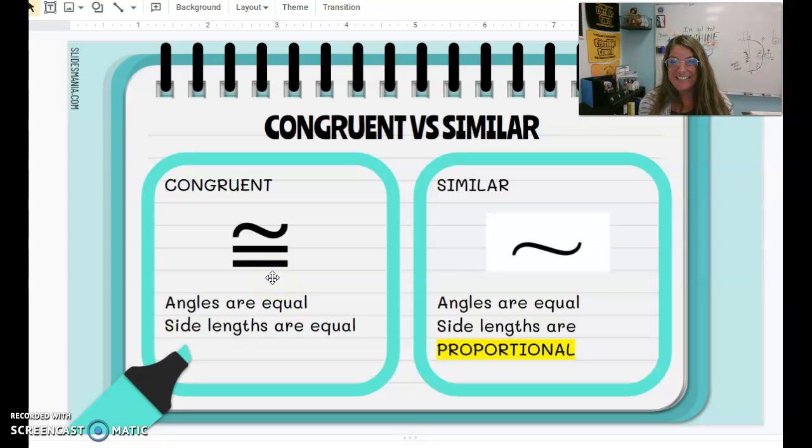That swoopy thing is actually called a tilde, kind of like in Spanish, okay? It's what's over the n that makes the "nye" sound. Similar figures, though, are not identical. They're only similar, okay? Their angles are equal to each other, but their side lengths end up being proportional.